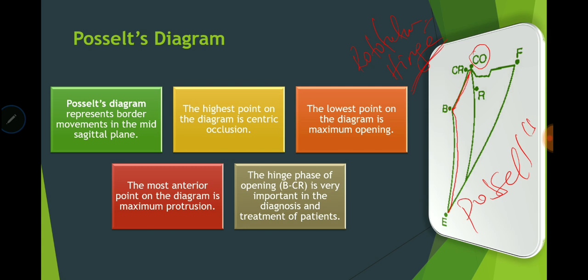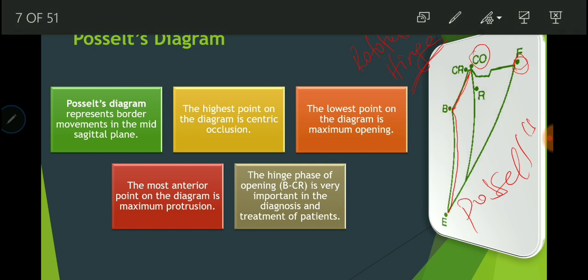The most anterior point in the diagram is the maximum protrusion. If you ask someone to protrude, they're going to go to F here. So F is the maximum protrusion.